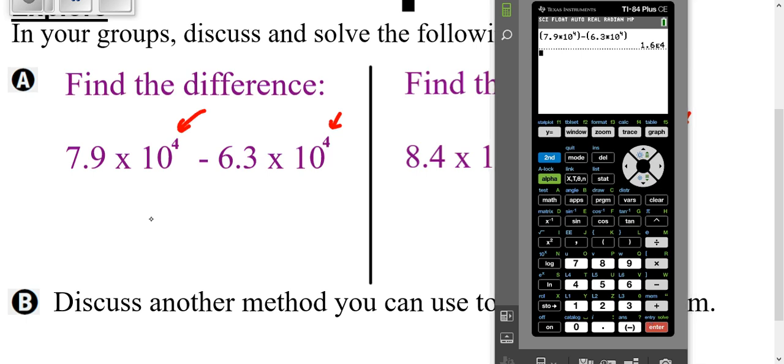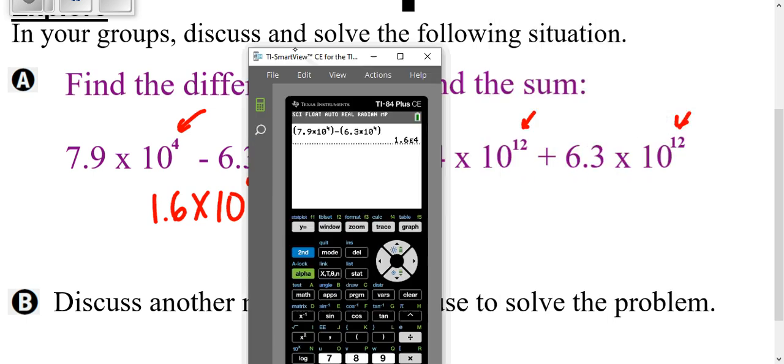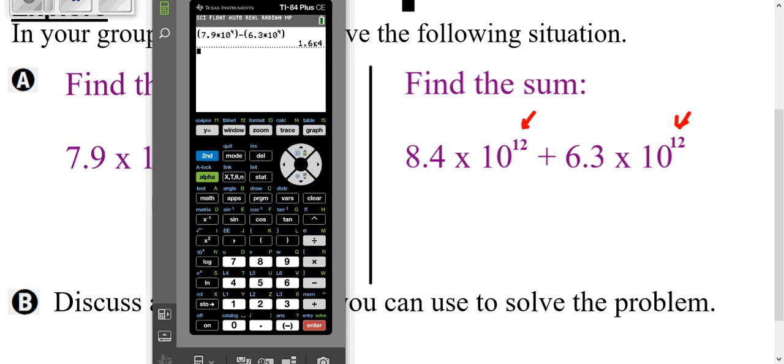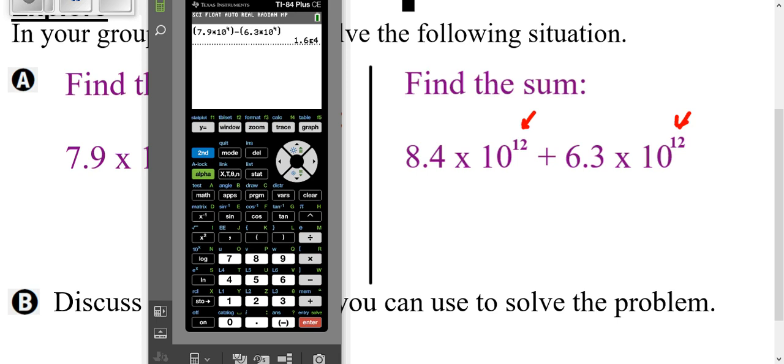I'm sorry, 1.6. I don't know what's wrong with me. 1.6 to the exponent of 4, and that's your answer. Just like I said, 7.9 minus 6.3 is 1.6, and then you keep the exponent of 4. Go ahead and do the second one. Put it in parentheses anyway, and definitely use the calculator, and press pause now.